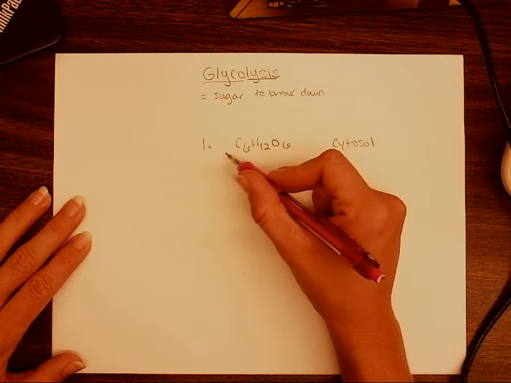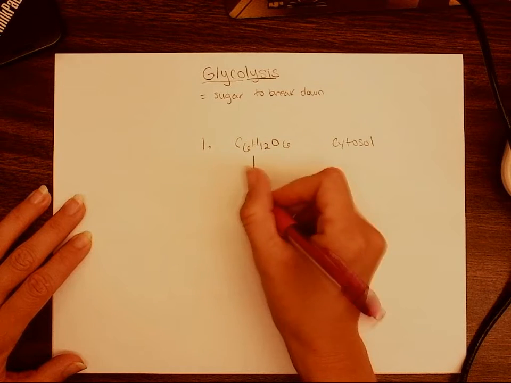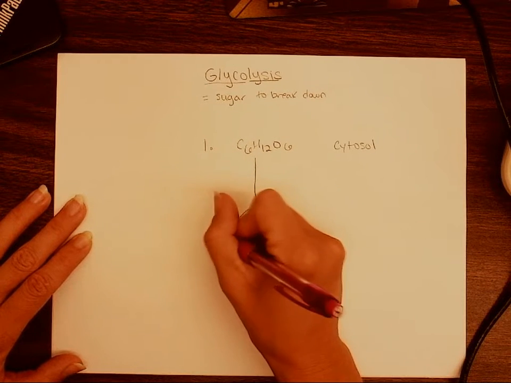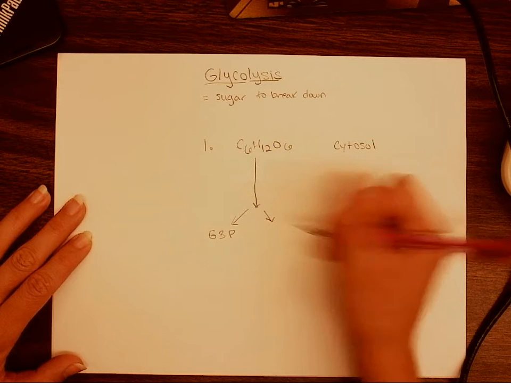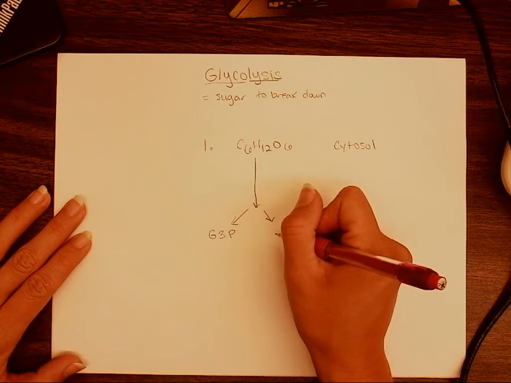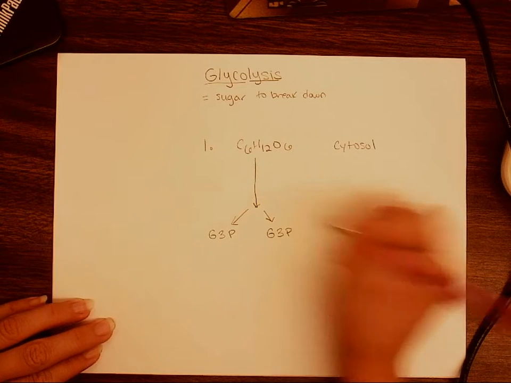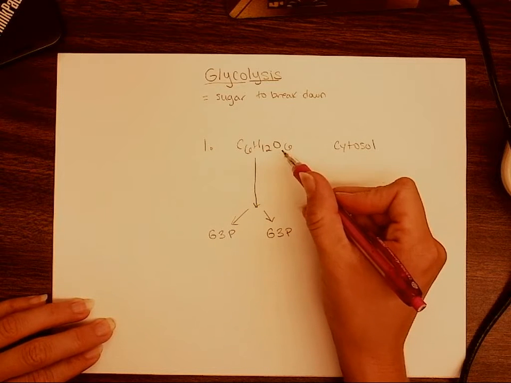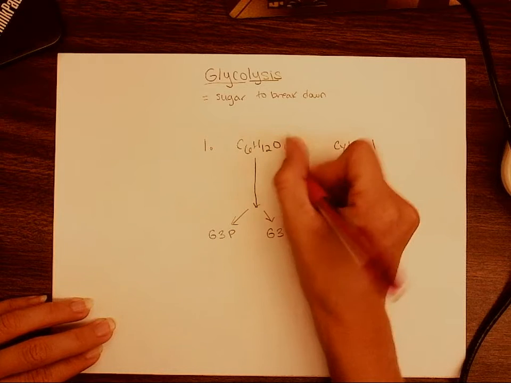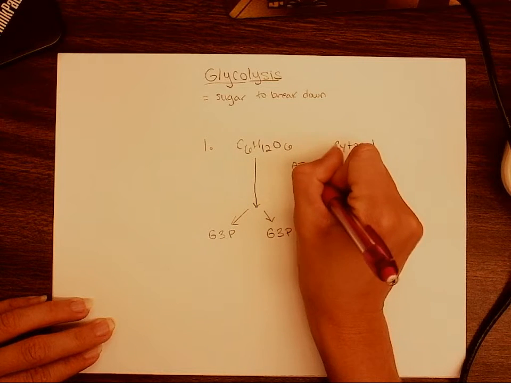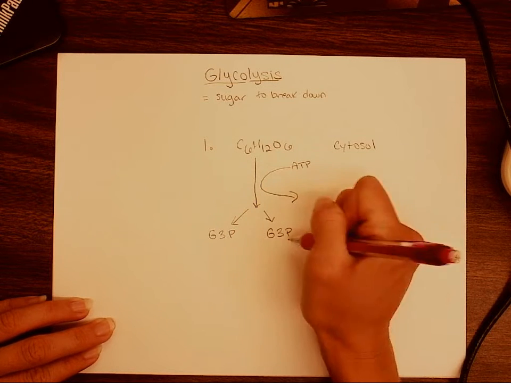So anyway, glucose, step 1, is going to be broken down into 2 molecules of G3P. And we're just going to use these abbreviations here. We don't need to know that it's glyceraldehyde 3-phosphate. We can just go with abbreviations. Now the way that we see glucose turning into 2 molecules of G3P is energy in the form of ATP is going to come in, and it's going to help break this down.